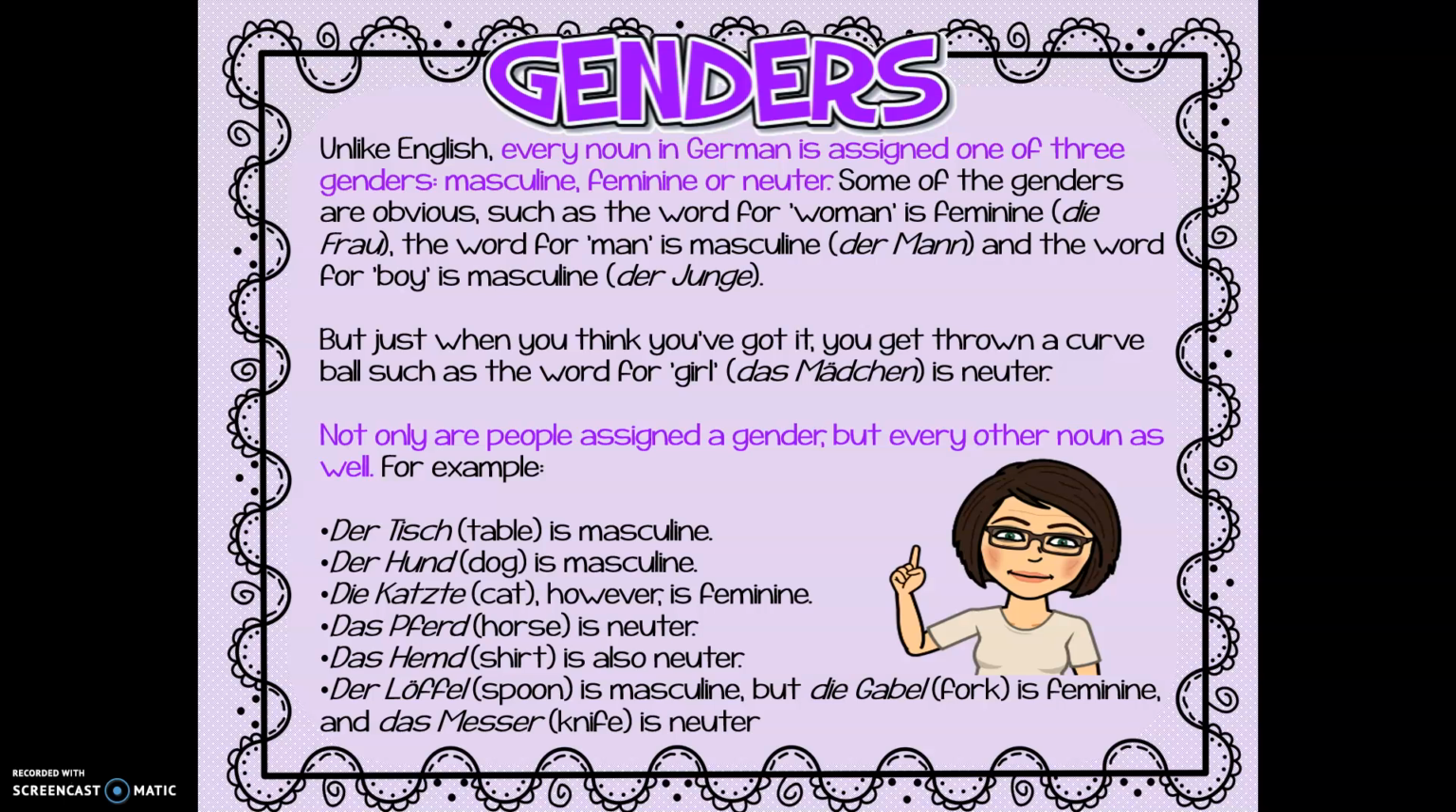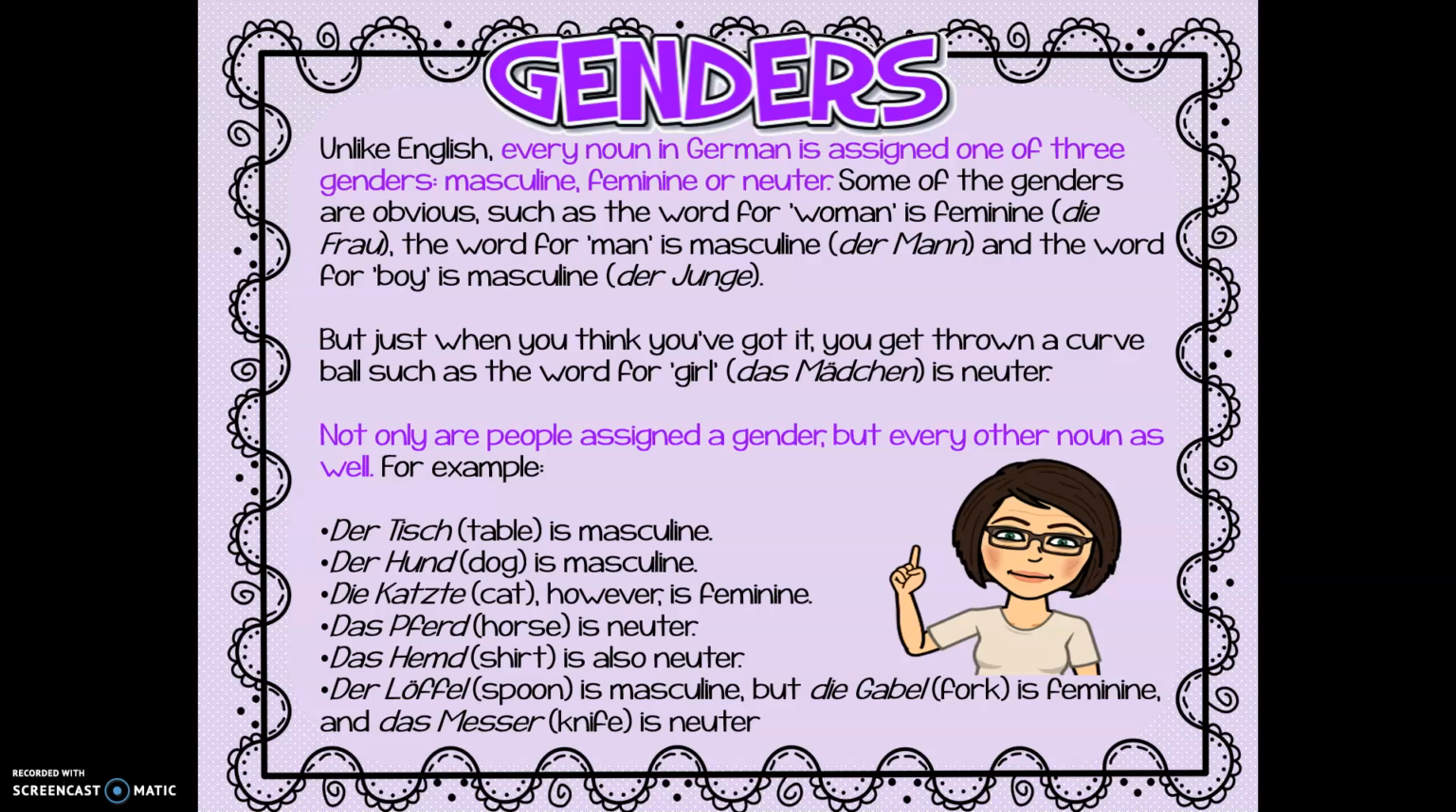Some of the genders are obvious. For example, the word woman is a female noun or a feminine noun, die Frau. The word for man is masculine, der Mann. And the word for boy is also masculine, der Junge. But just when you think you've got it, you get thrown a curveball, such as the word for girl. Girl is not feminine, it is neuter, das Mädchen.